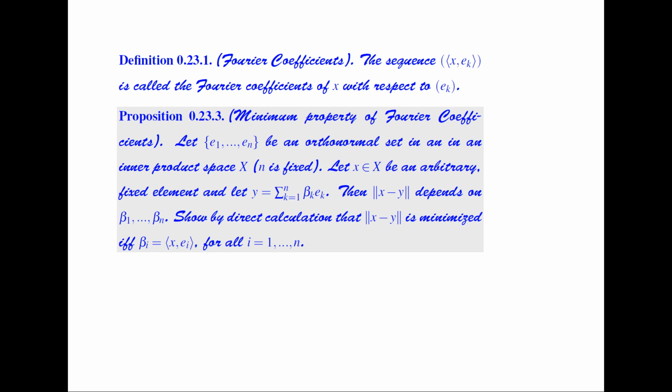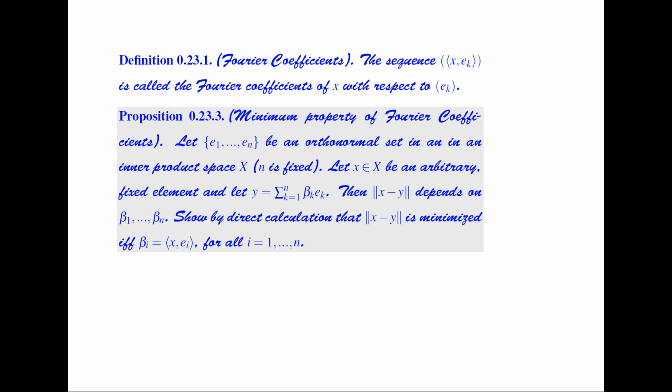Let e1, e2, and so on up to en be an orthonormal set in an inner product space X, and let x be an arbitrary fixed element, and y equal to the summation of beta k ek. Then the norm of x minus y depends on beta 1, beta 2, and so on up to beta n. Also we can show by direct calculation that the norm of x minus y is minimized if and only if beta i is equal to the inner product of x comma ei. So already we have done this part in theorem number 1 of this lecture.